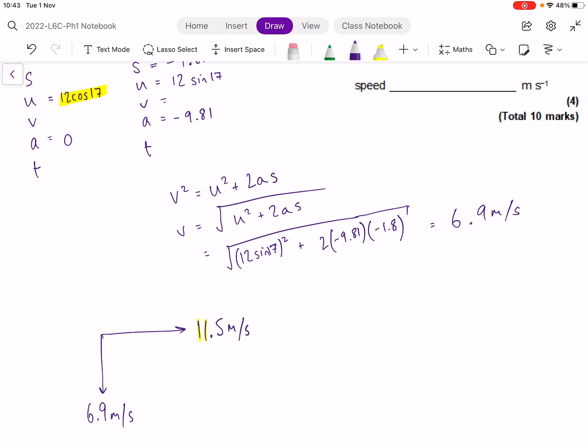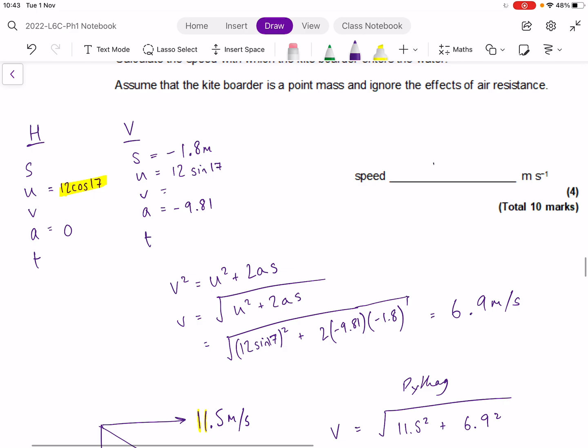So now we use Pythagoras to work out the resultant speed. So we do the resultant speed, which is our final answer, let's just call it V. It would be the square root of 11.5 squared plus 6.9 squared. So this is just Pythag. Square root the answer, 13.4 meters per second. We don't need an angle because it asks for the speed, not the velocity. That's question 2.